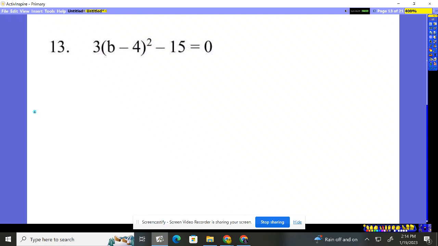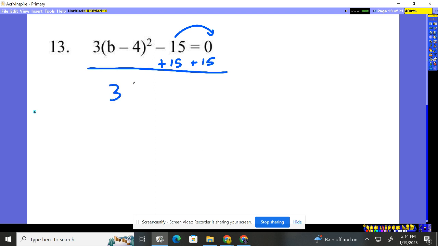Number 13, we have 3 times some stuff squared minus the number 15 equals 0. So there's no middle piece, so I don't have to worry about trying to factor this. We have trouble with that anyway. So I'm just going to simply move my number over here and add 15 to both sides.